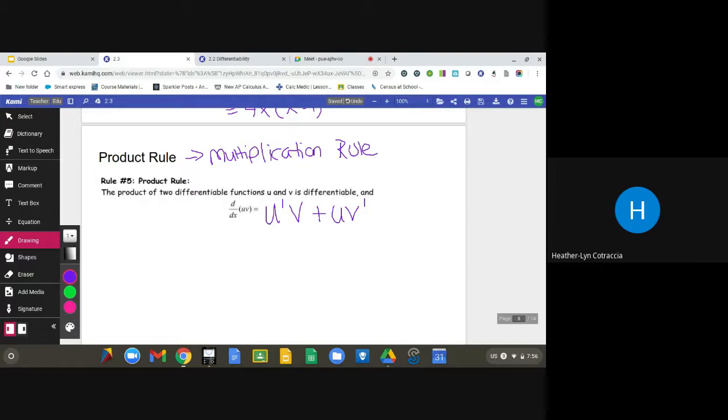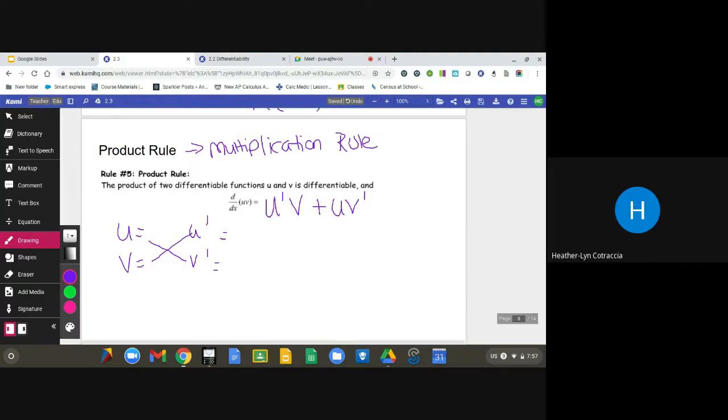Now, what I usually recommend people do is they split this apart and say u equals and v equals, and then find both of their derivatives, and then multiply this diagonal and then add it to the product of that diagonal. I think that's usually the easiest.